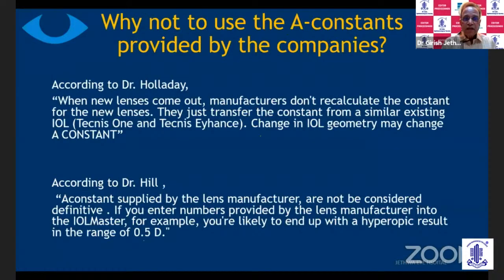Now, when new lenses come out, the manufacturer does not recalculate it, and they just transfer the constant from similar lenses. Like I used the Tecnis 1 lens in the past, and now I use the Tecnis IHANS. Both have the same A constant, but it is a fact that a change in IOL geometry may change the A constant. So optimization is very important. It is stated that these A constants derived and supplied by the manufacturer are not definitive. So there are chances of error of a point diopter.